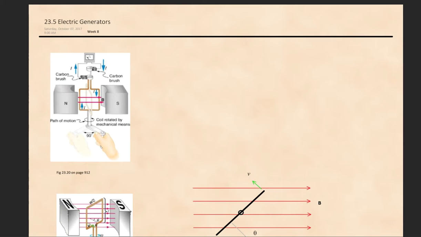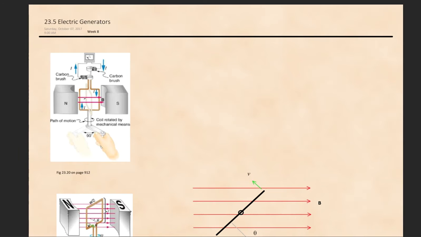Section 23.5 deals with electric generators. As we've described earlier, an electric generator is a device in which some mechanical process causes a shaft to rotate. Attached to that shaft is a coil of wire, and that coil of wire is sitting in a magnetic field.